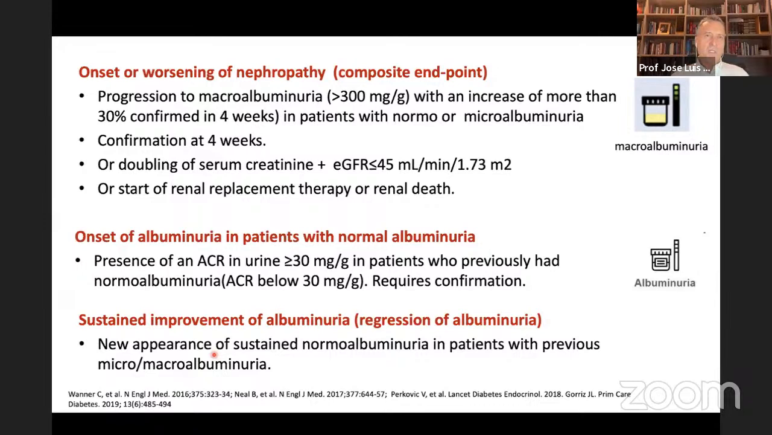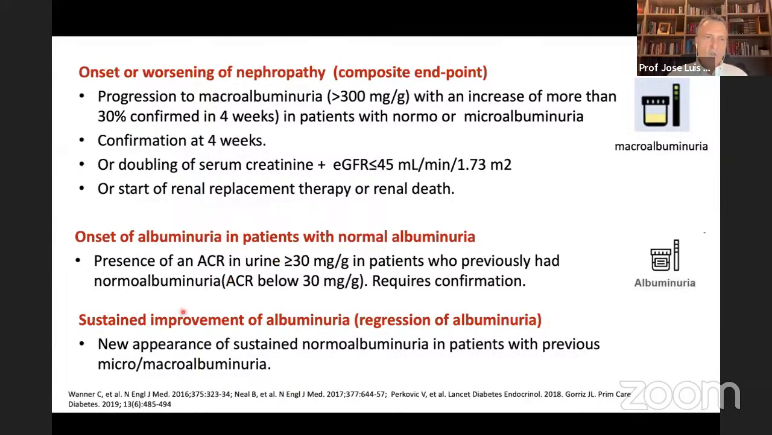In some studies, this is a progression to macroalbuminuria. It should be confirmed at 4 weeks, or doubling serum creatinine plus GFR below 45 is another term for worsening of nephropathy, or the start of replacement therapy, or renal death. This is a combined endpoint that has been used in several trials, such as SUSTAIN, for example, and LEADER for GLP-1 receptor agonists. The next point is onset of albuminuria in patients with normal albuminuria. The patient develops albuminuria greater than 30 milligrams per gram, and it requires confirmation.